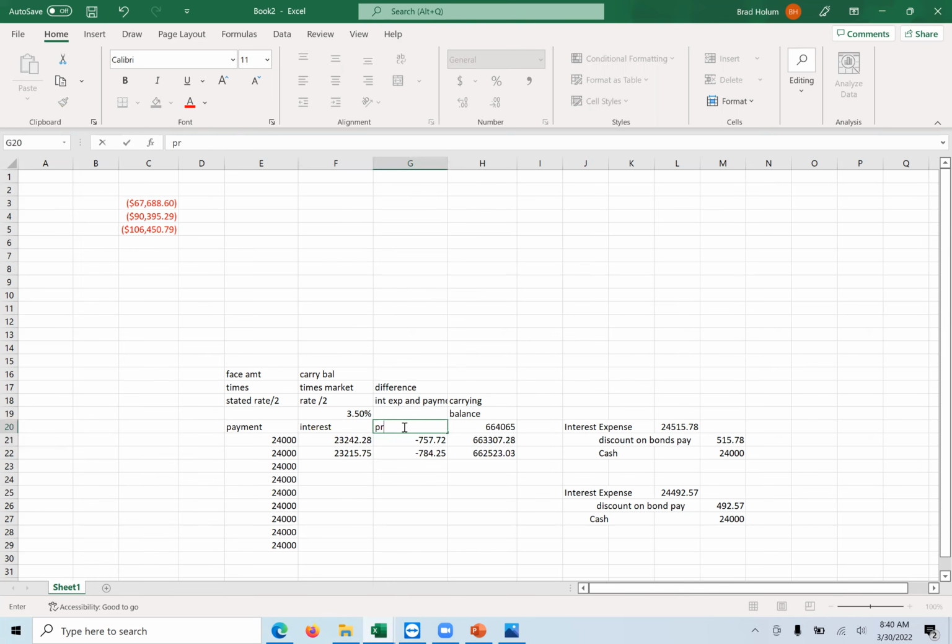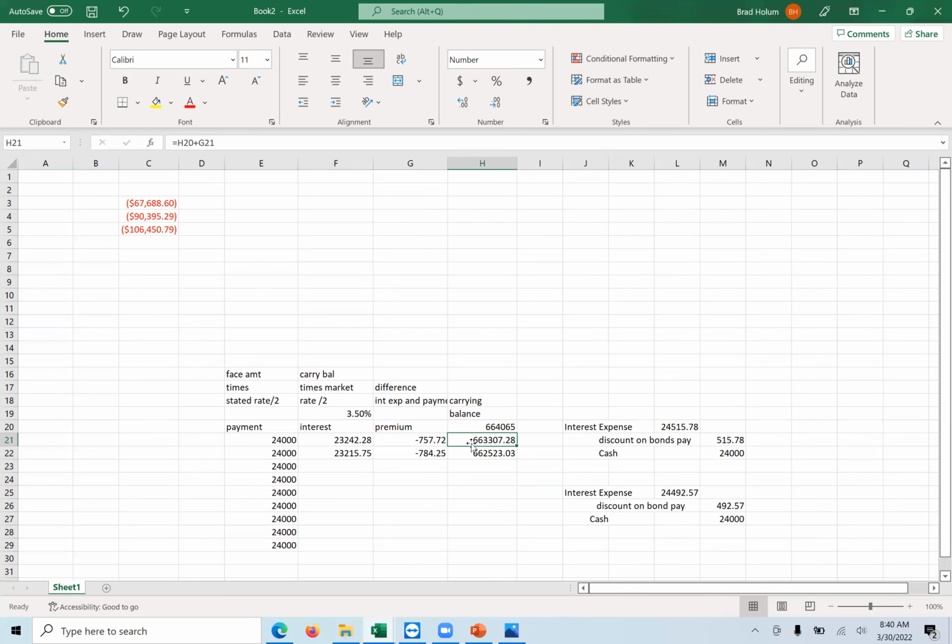This is a premium, meaning that the payment is greater than the interest calculation. Therefore, that difference will go to reduce the carrying value of the bonds. So you see, we started at 664,065, and then after one payment, our carrying value of the bond went down by $757.72.